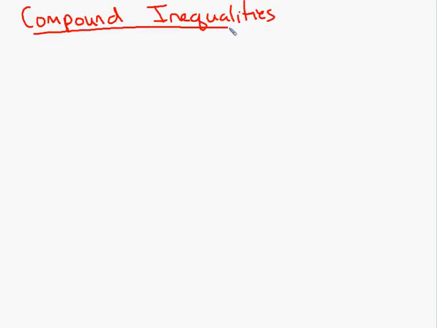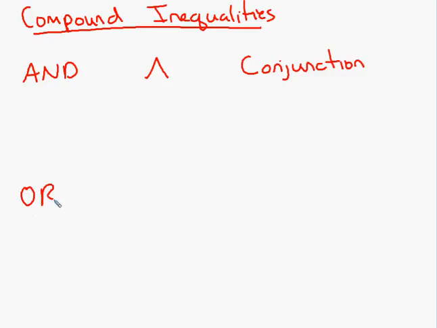Compound inequalities. So we have two of them. We have our and, which has this symbol, and it's called a conjunction. And we also leave some space here. We also have or, which has this symbol, and that's a disjunction.